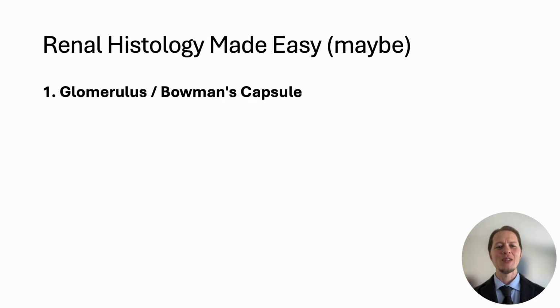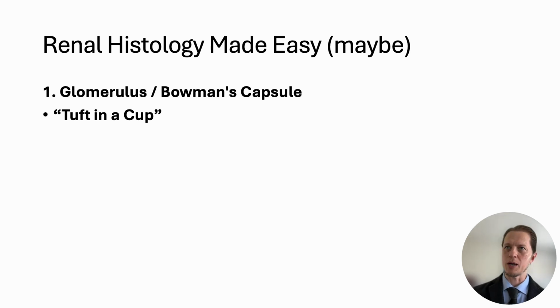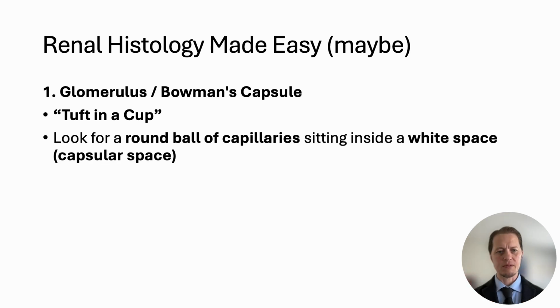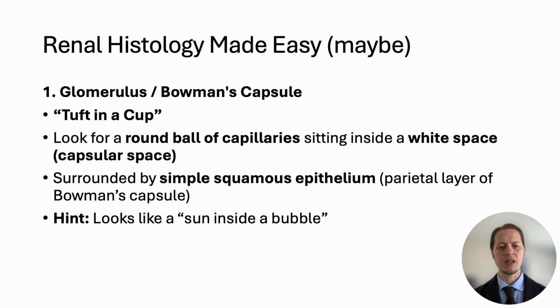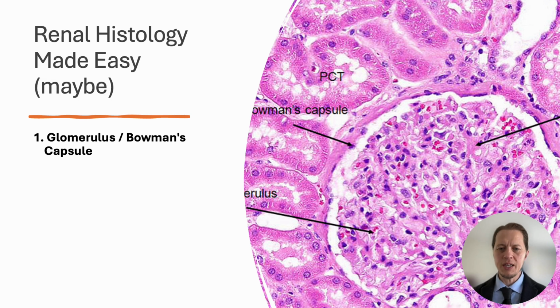Okay, so let's start with the glomerulus. You can think of tuft in a cup or ball in a bubble. There are different ways to say that, but you're basically looking for a nice round ball of capillaries, histologically speaking, in a little white circle or capsular space surrounded by basically simple squamous epithelium. And another way, instead of the ball in a bubble or tuft in a cup, a sun in a bubble. And when you visualize that, I guess that works.